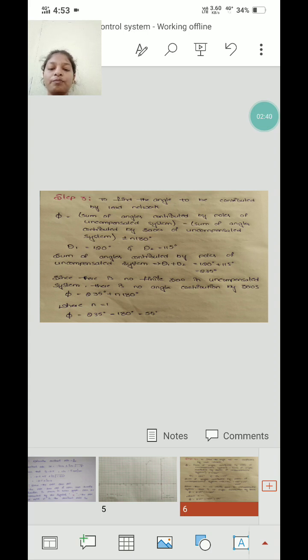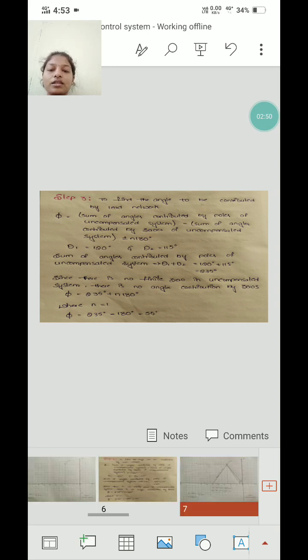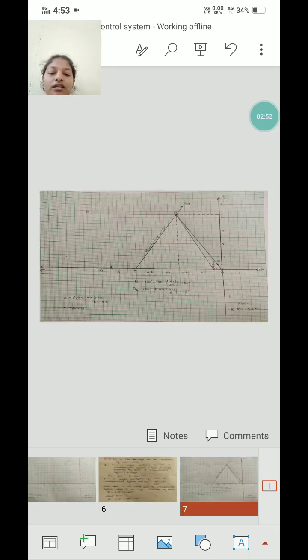So it is 0. Phi is equal to 235 degrees plus n 180 degrees, where n is equal to minus 1. Then the angle is 55 degrees. Next, here we see in the graph, drawing theta 1 and theta 2 from the 0 and minus 0.5 to the dominant pole, and here the line is the bisector of the angle AOP.